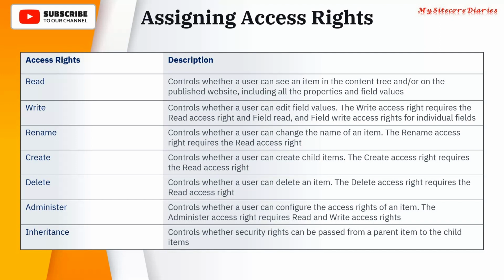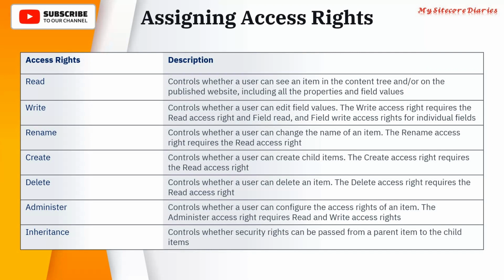Then you have write access, which controls whether a user can edit the field. If you want to edit the field, then it should have write access to that item. The write access right requires the read access right, so obviously if you have to write it, you should first be able to read it. So it should have a read access right and a field write access right. It means that whenever Contact Us has a field, that field should also have field write access. Rename controls whether a user can change the name of the item. The rename access right requires a read access right.